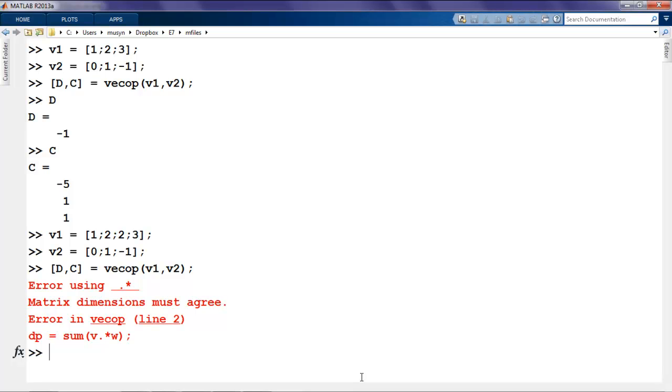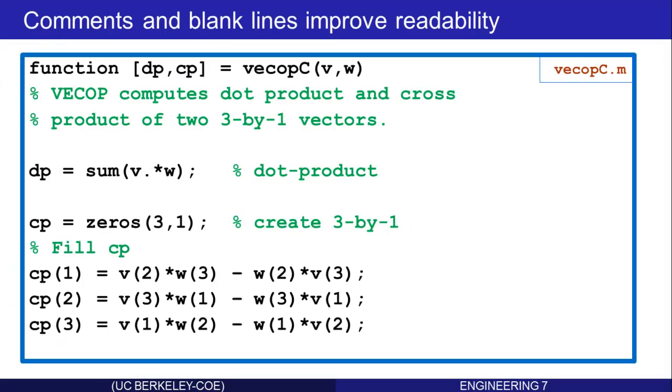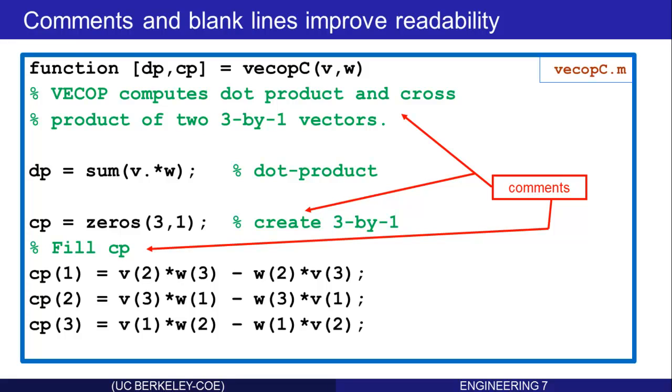Let's return to the slides and address these two issues. Ever since we learned about script files, we've known that comments and blank lines can improve readability. So here I've modified vecop to vecop C and added a few comment lines. The first 2 lines describe what vecop does, computes dot product and cross products of 2 3x1 vectors. And then I have some comments within the code where the dot product is being computed, where the 3x1 vector is being allocated to hold the cross product, and where the cross product entries are being calculated. It didn't take a lot of work to put those comments in, and they'll certainly make the file more readable at a later date.